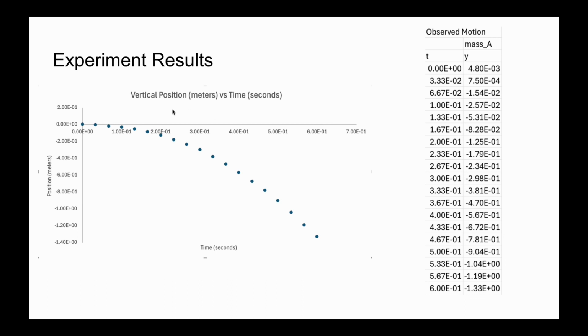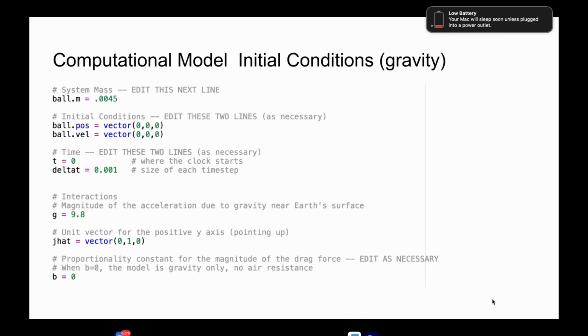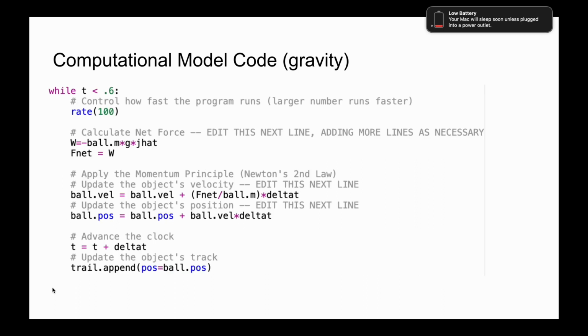This is what the experiment results show. This is that negative curve and that negative slope, and here's the data that came with that. For the computational model, the initial conditions have that same mass, 0.0045. The ball's position starts at 0, the ball's velocity starts at 0, g equals 9.8, the j hat vector is 0, 1, 0, and b is equal to 0 because it's for gravity only. There is no drag in this model.